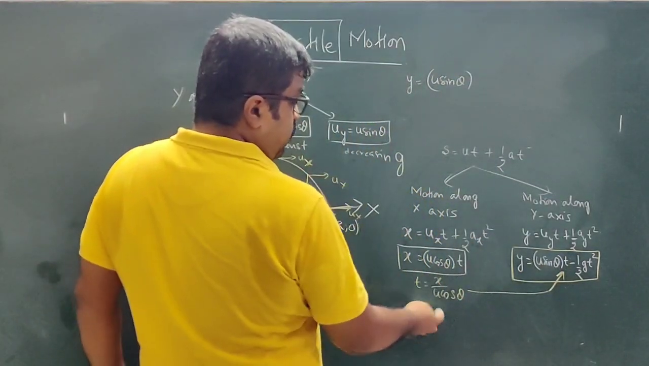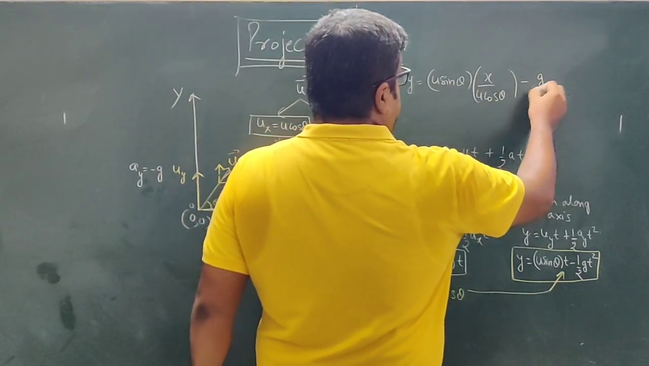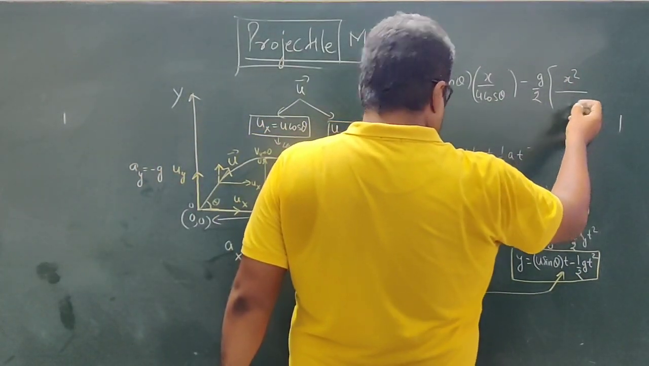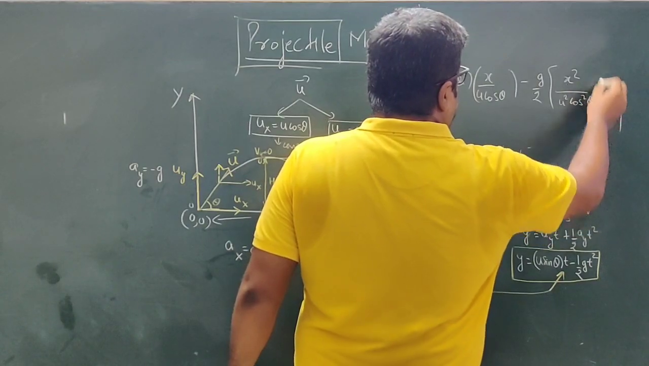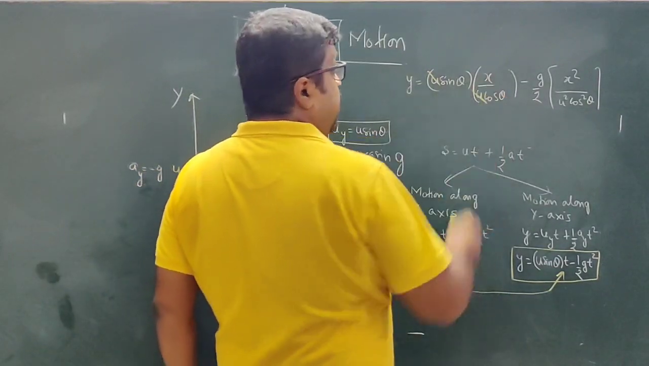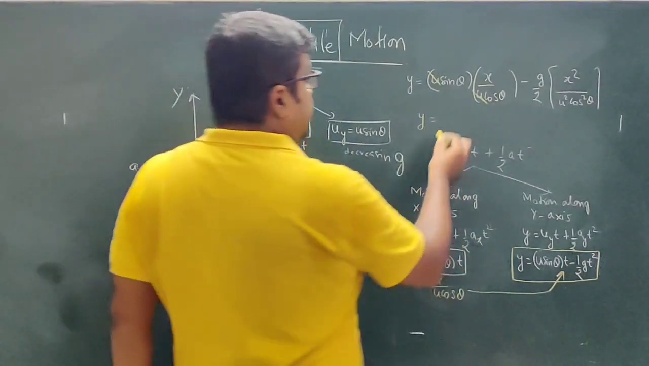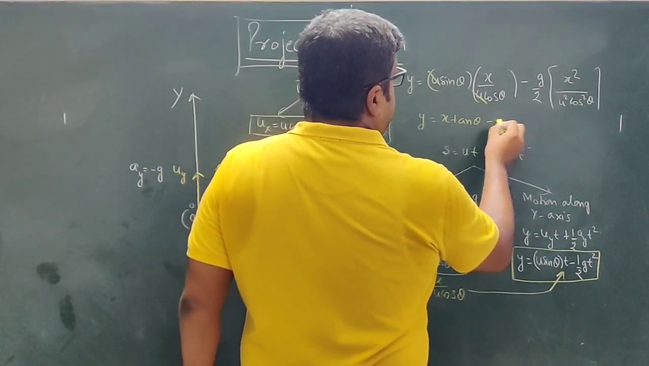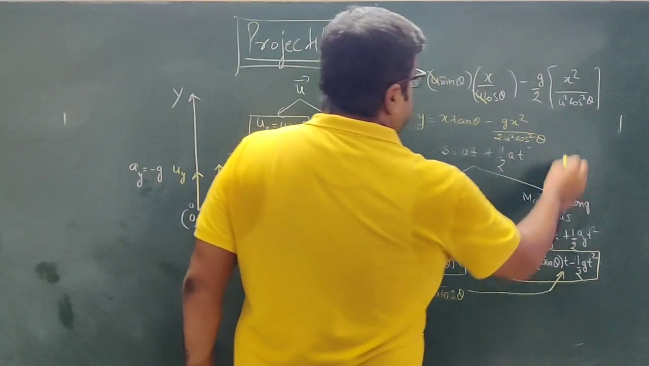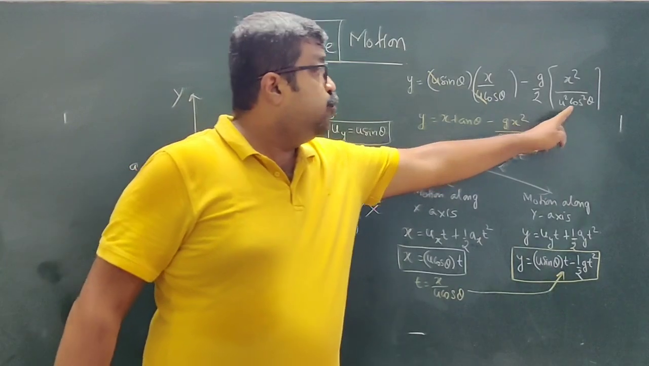T is x by u cos theta. So x by u cos theta minus g by 2 t square. So that is x square by u square cos square theta. Okay, so this u and u get cancelled. So what do I get? y is equal to, sin theta by cos theta is tan theta, so x tan theta minus gx square divided by 2u square cos square theta.